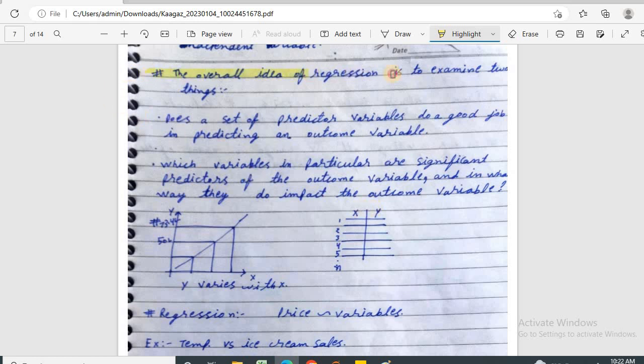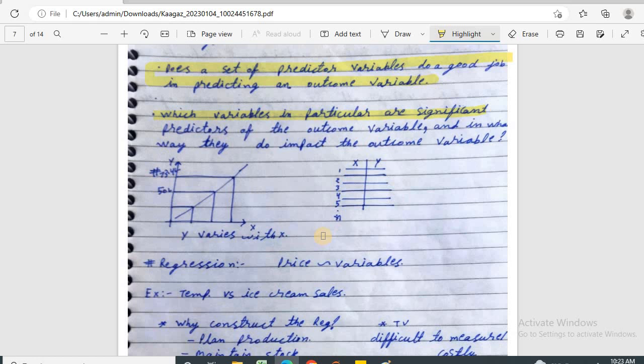The overall idea of regression is to examine two things. Does a set of predictor variables do a good job in predicting an outcome variable? And another one is, which variables in particular are significant predictors of the outcome variable, and in what way do they impact the outcome variable? Okay guys, so this is the thing.